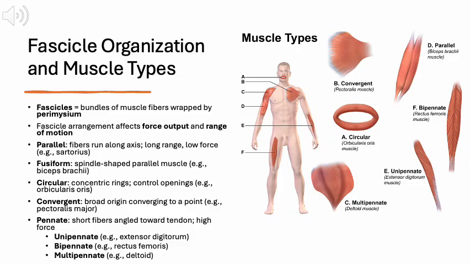Convergent muscles, such as the pectoralis major, spread out from a broad origin and converge to a single point, allowing versatility in force direction. Pennant muscles have short fibers angled toward a tendon. These pack in more fibers for greater strength. Unipinnate, bipinnate, and multipinnate arrangements, like in the deltoid, illustrate just how much variety nature uses to balance power and motion.